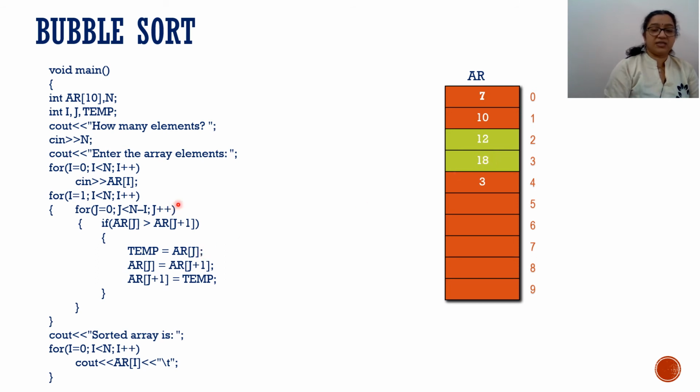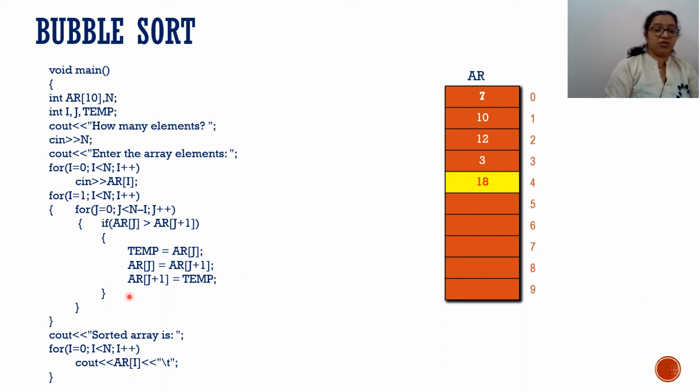Now j plus plus means j is on 3. Okay, so AR of 3, is it greater than AR of 3 plus 1, that is 4? 18 and 3 are being compared. Is it greater than 3? Yes, it is greater. So here we need a swap. 18 we are moving to the temporary variable, and in that third position we are moving the 3. Then in the fourth position, we are moving the temporary value, that is 18. So 3 moved to here and 18 moved to here.